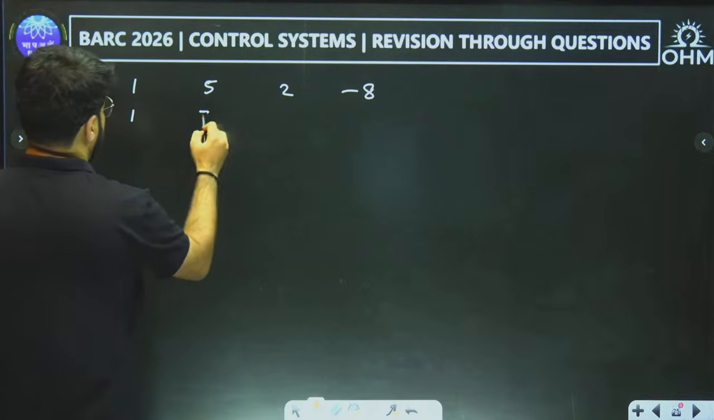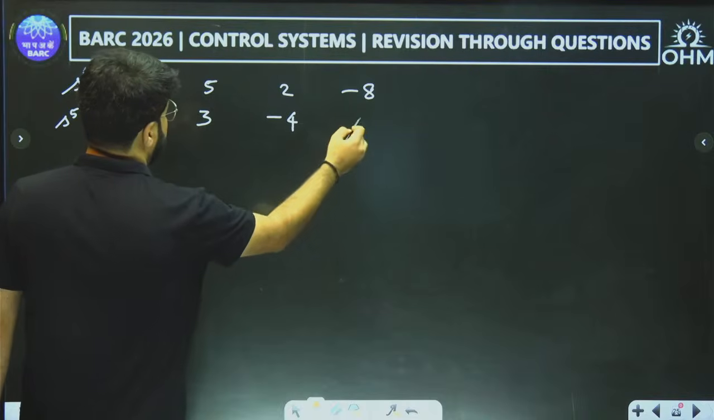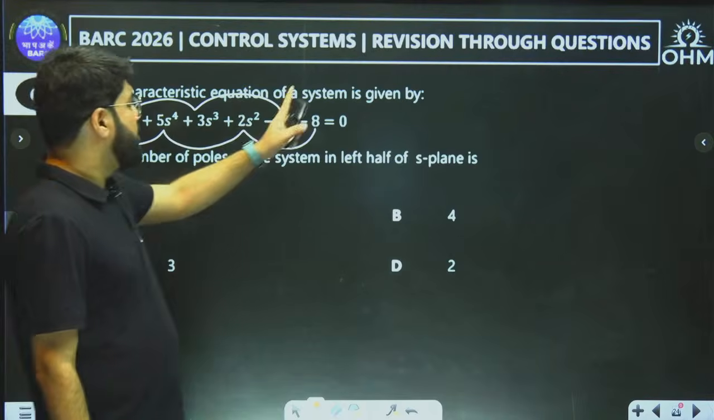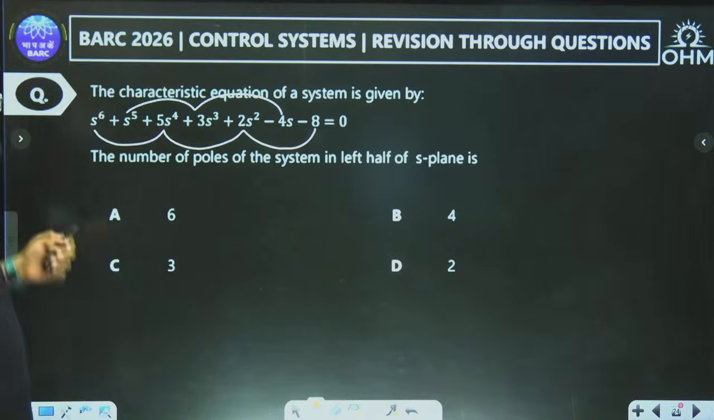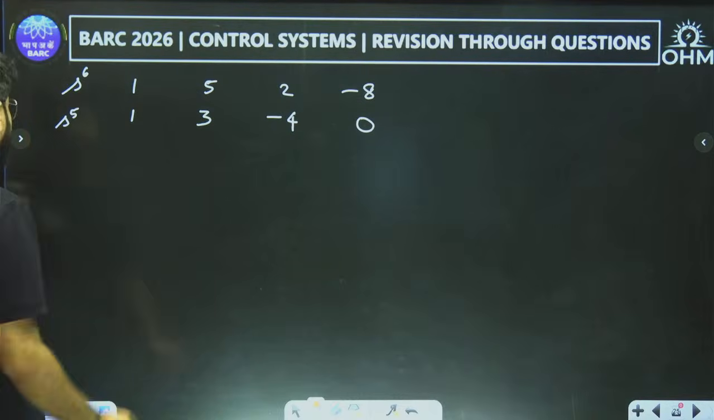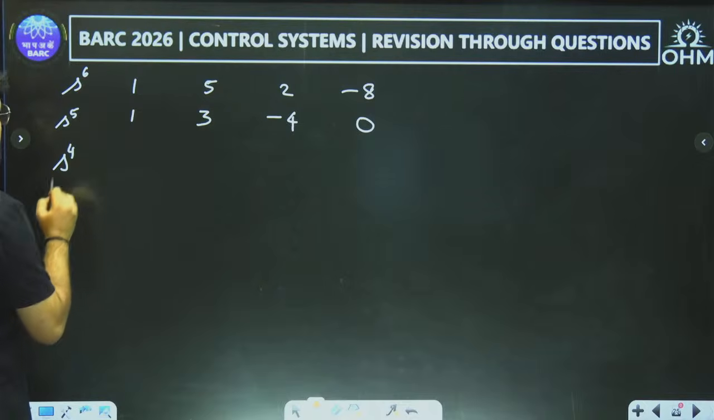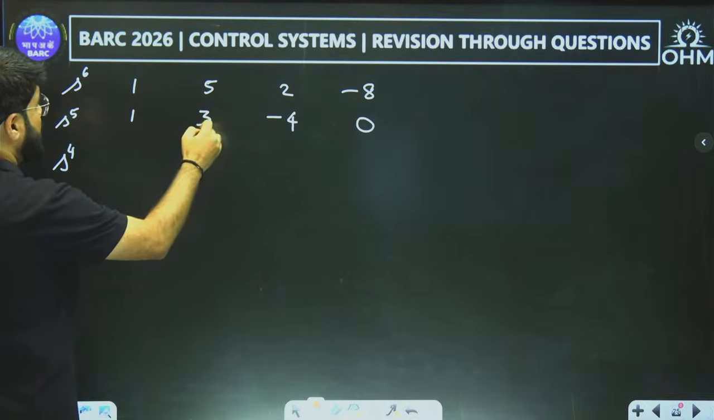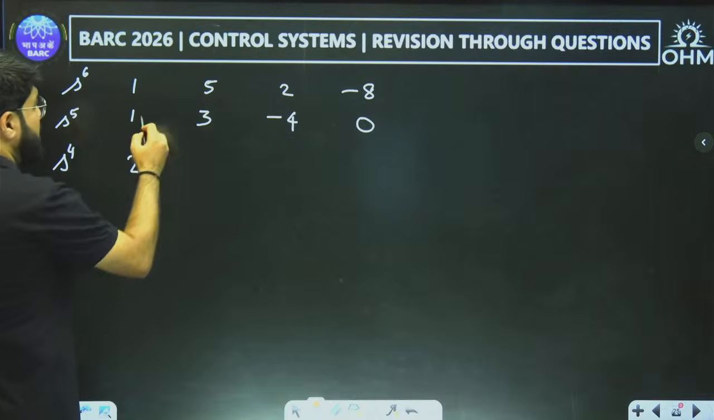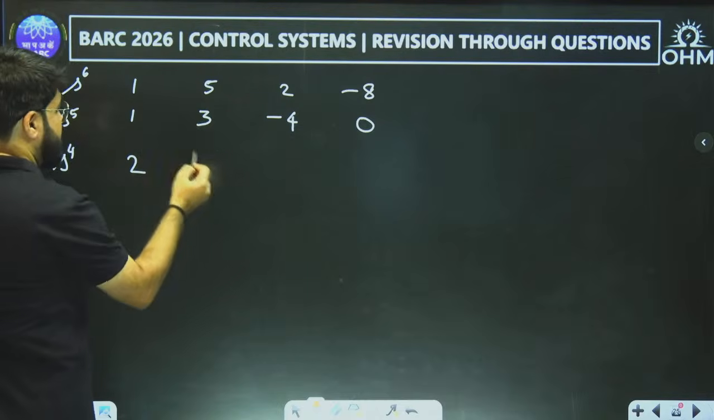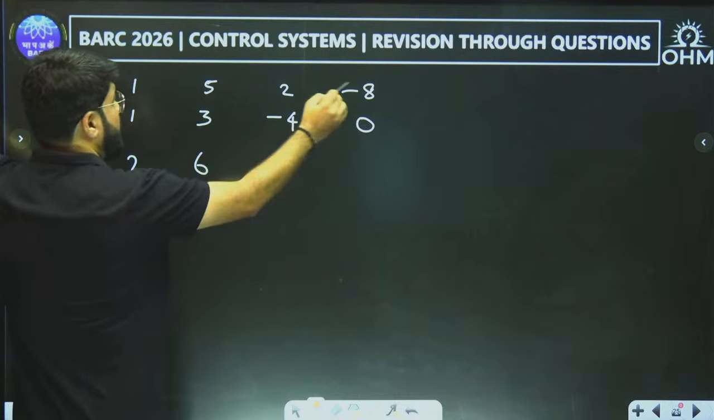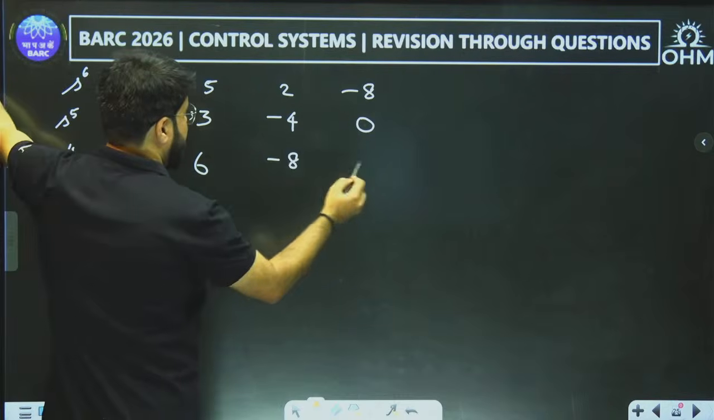This is 1, this is 3, this is minus 4, this is 0. Then S raised to the power 4. How much is it going to be? 5 minus 3, that is 2, 2 by 1, that is 2. Then 2 minus minus 4, that is 6, 6 by 1. Then 1 into minus 8 minus 0, so 1 into minus 8 upon 1 is minus 8. And then again a 0.